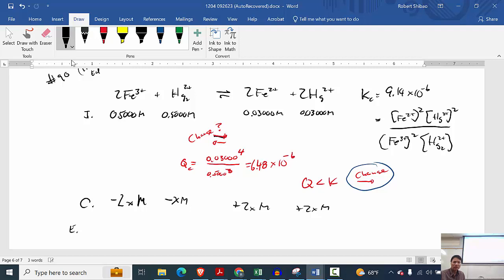And so at equilibrium, I'm going to have 0.5000 minus 2x molar. And then I'm going to have 0.5000 minus x molar. And then 0.03000 plus 2x molar. And then 0.03000 plus 2x molar.